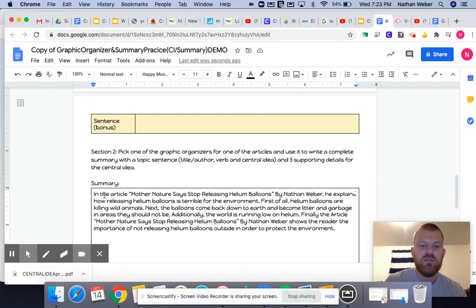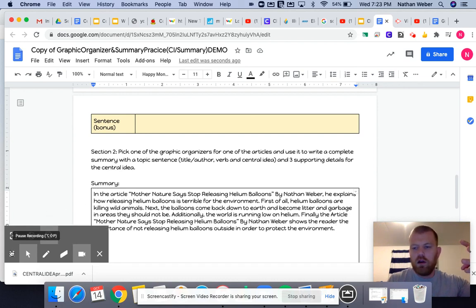You have transitions, you have a topic sentence, a three-finger topic sentence, title and the author, with a verb connecting to the central idea. And then you turn these down and you have a key detail in the beginning, middle, and the end. Okay? And there you have it. That is how you transition your graphic organizer into a concise summary. Thank you.